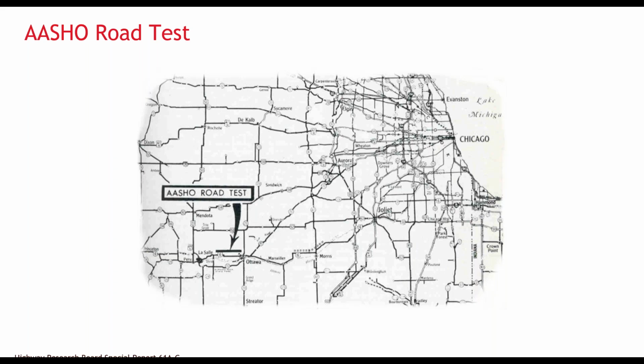This road test was conducted in Ottawa, Illinois, which, as you can see, is west of Chicago, between 1958 and 1961. AASHTO got together and built a series of test tracks, ran vehicles over them, and collected extensive data to try to develop a design methodology for pavement.